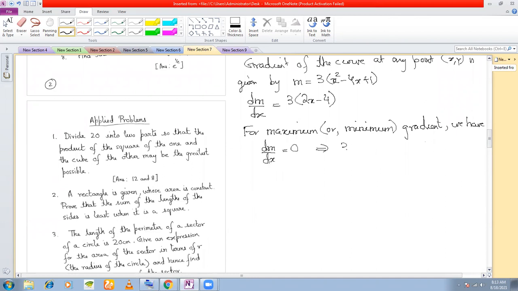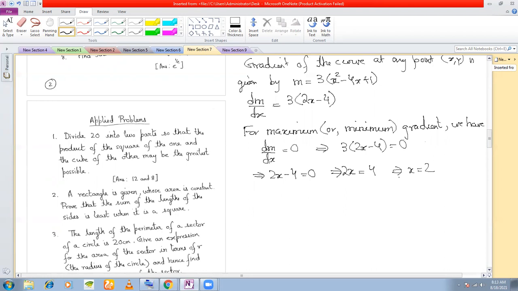That means thrice 2x minus 4 is equal to 0. That means 2x minus 4 is equal to 0. That means 2x is equal to 4, so x is equal to 2. Therefore, at x is equal to 2, you can either get the minimum gradient or the maximum gradient.